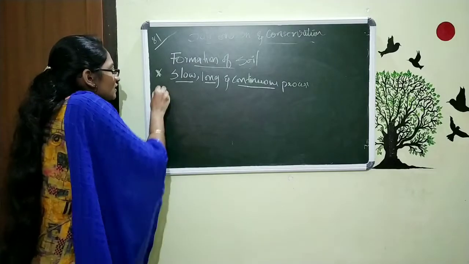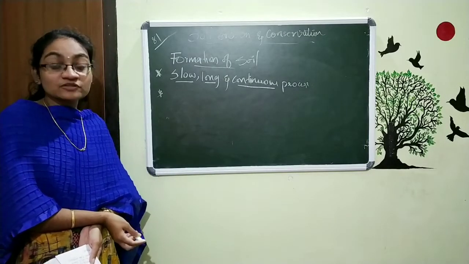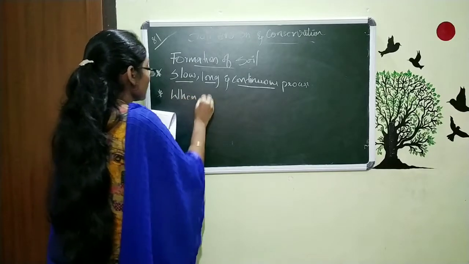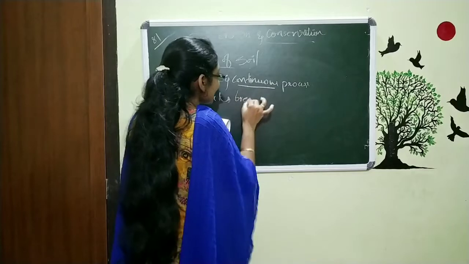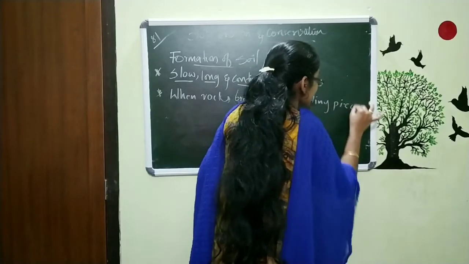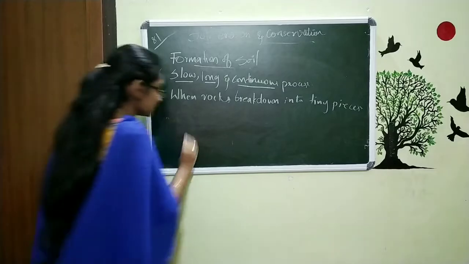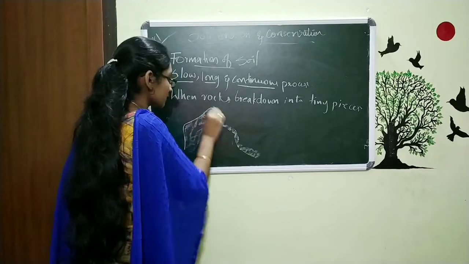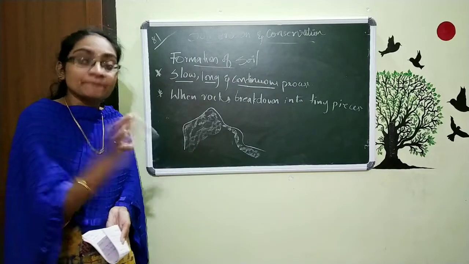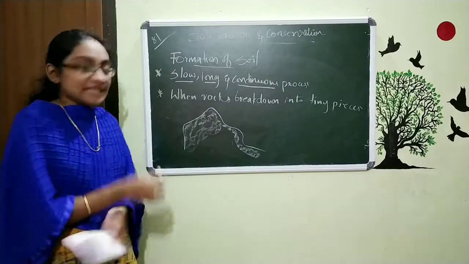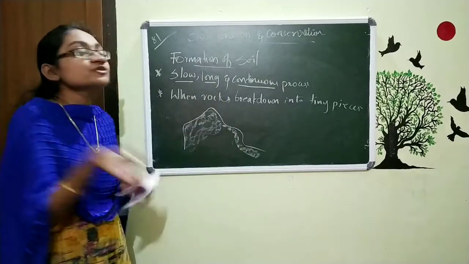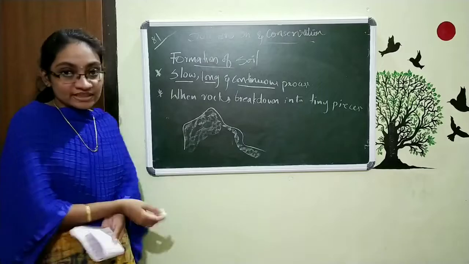Next, the question is this: how is the soil formed? The soil is formed when rocks break down into tiny pieces. That means a large number of huge rocks are present on our earth, and they break down into tiny particles. There are a number of steps to get these tiny particles. We will study that. First of all you want to remember that when the rocks break down into tiny particles, that's how the soil is formed.